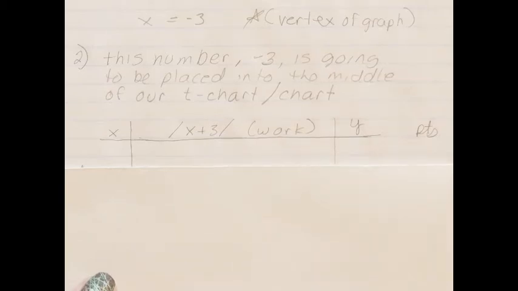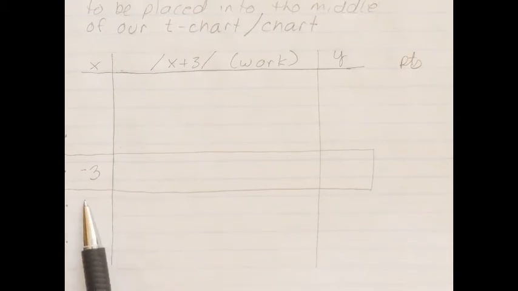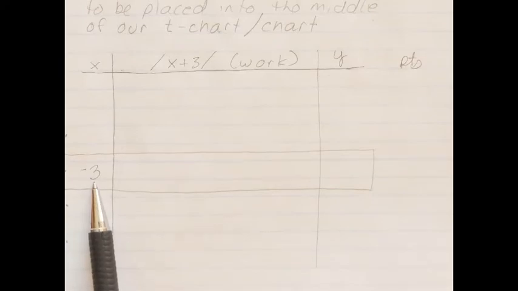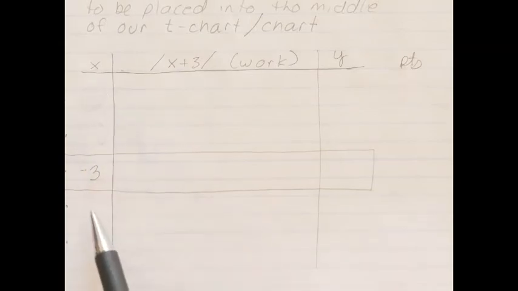This is the T-chart that we're talking about, or just a regular chart to get your points. Here is your chart. When you found x equals -3, this -3 is the middle of the graph. Therefore, it will be the middle of your chart. What I expect is to have 2 numbers above and 2 numbers below this -3. And from there, we can actually get the symmetry of the graph and get the graph done correctly.